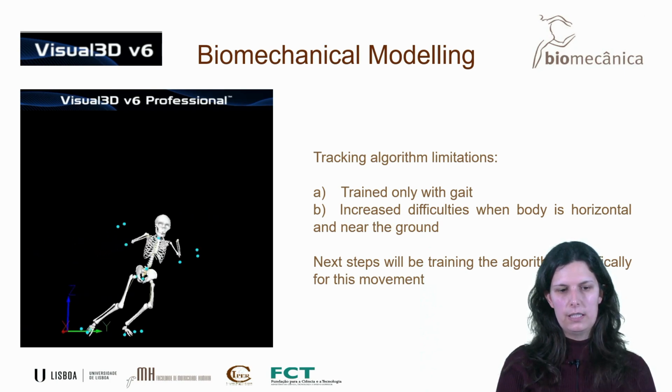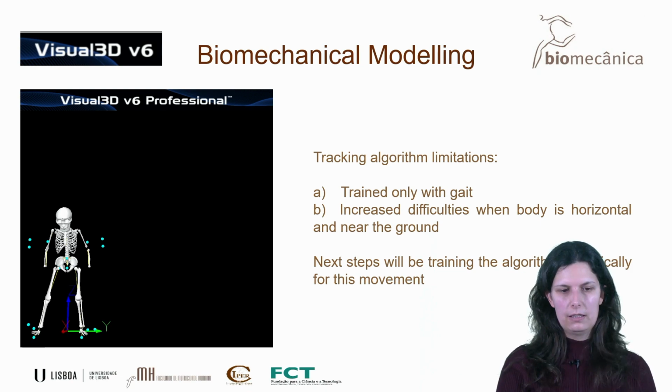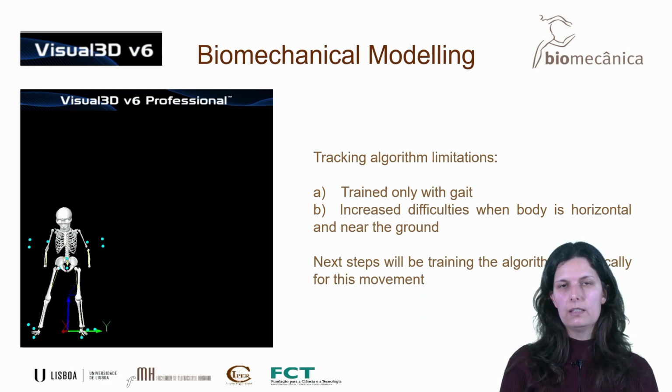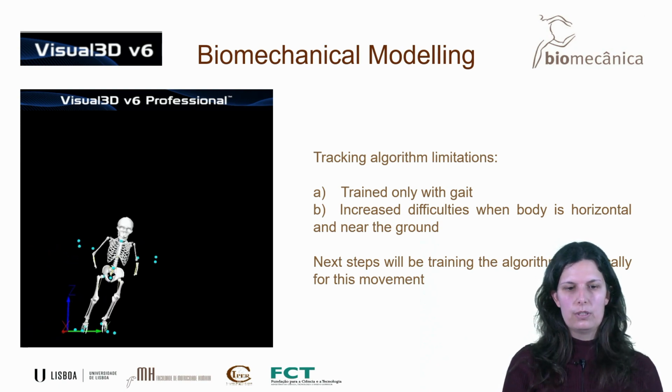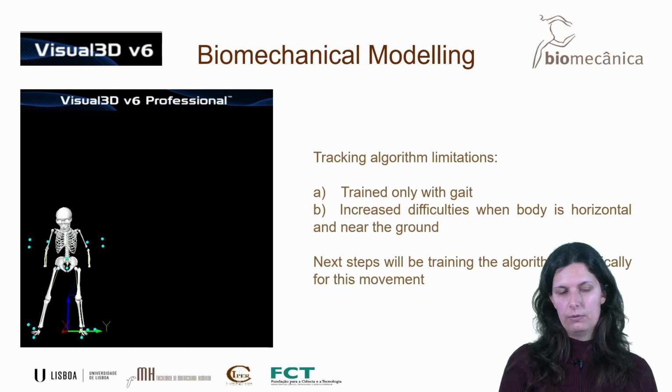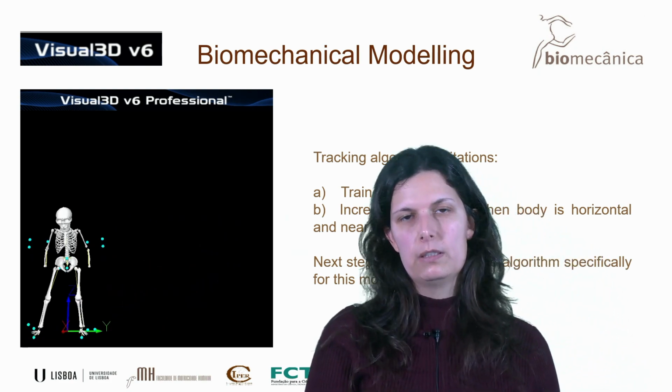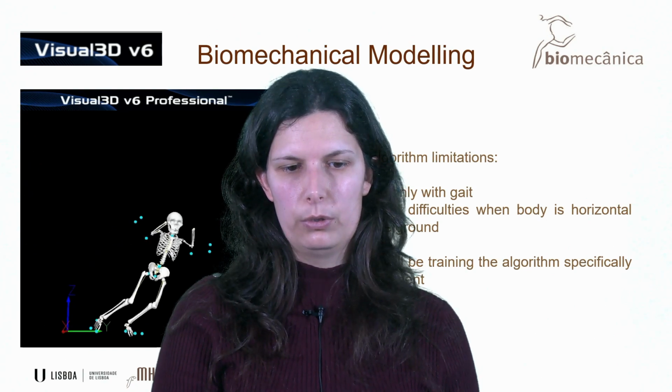It's a bit fast, but as you can see, we have some tracking difficulties in the beginning of the movement when the player is more static, and we lose tracking when the player reaches the ground. This is because this tracking algorithm was only trained for gait so far, and therefore it has difficulties when the body is horizontal or near the ground. Also, we used fewer cameras than the developers recommend, so we hope to get better results when we get more cameras. But nonetheless, we could see that the movement is very similar to the one that we observe in the video.